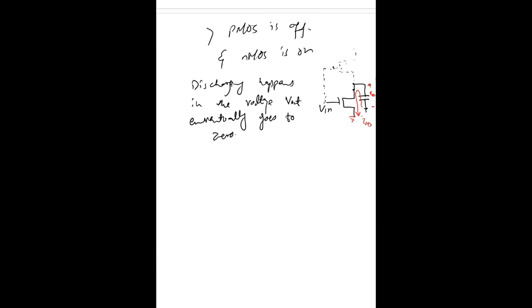Discharging happens and the voltage Vout eventually goes to 0. So what we can observe from these two conditions, when our input was 0 and when our Vin is equal to 1.